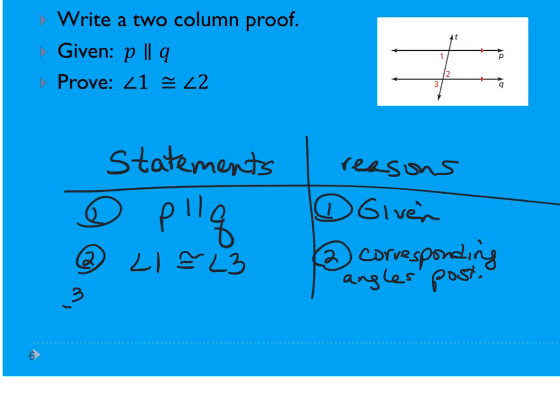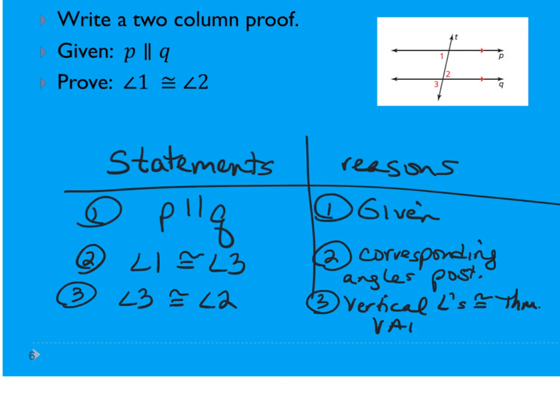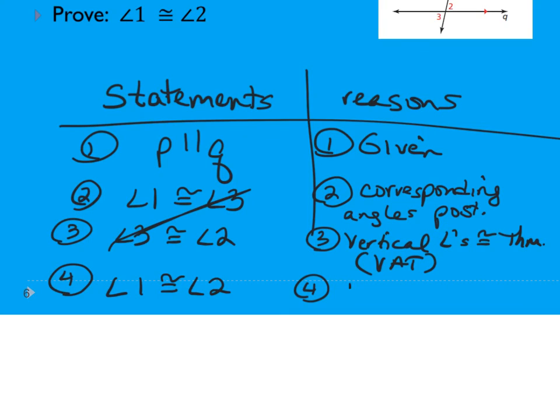All right, number 3, I'm going to bring in my vertical angles theorem, and I could say that angle 3 is congruent to angle 2, and the reason why I know that is the vertical angles congruence theorem. Again, if you want to abbreviate that as VAT, that works too. And now lastly, my last step is what I was trying to prove, and I can say 1 is congruent to 2, and my reason would be either transitive, because these 3's cancel, or substitution. I would accept either one.